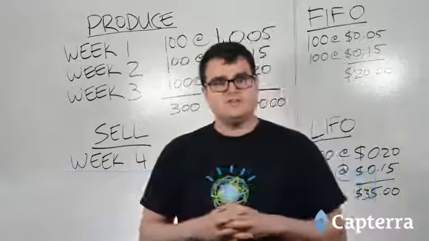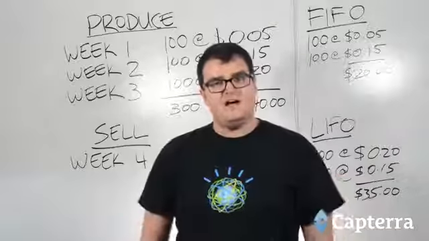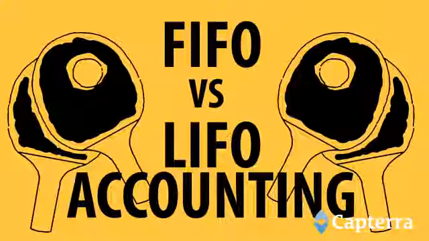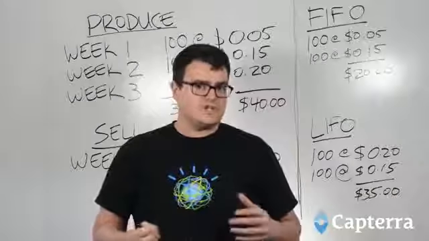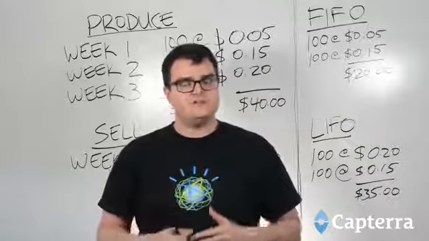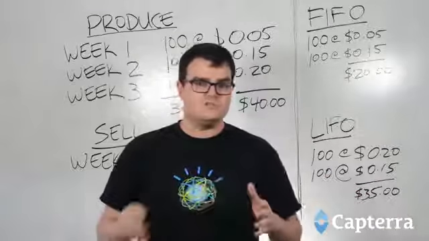Today we are going to be talking about inventory costing, or inventory accounting methods. Inventory accounting is the way that you account for the inventory that you have on hand. There are two basic ways to do it: FIFO accounting and LIFO accounting. FIFO stands for first in, first out, whereas LIFO stands for last in, first out. There's also a weighted accounting method that you can use, but we'll cover that another time. These are the two big ones.